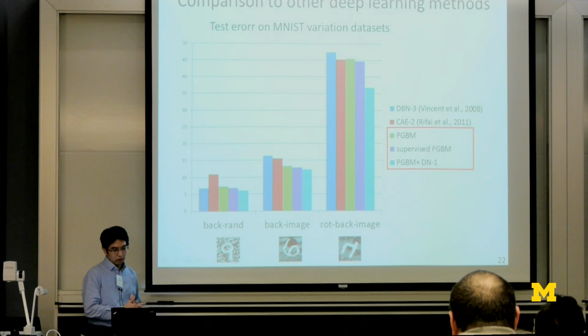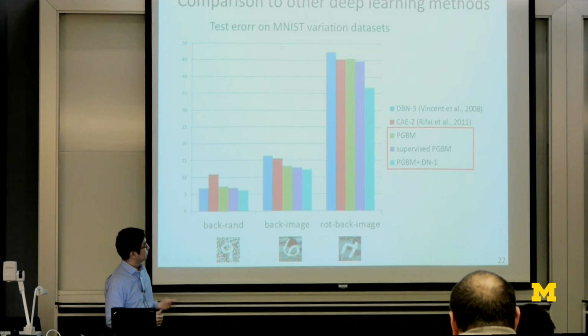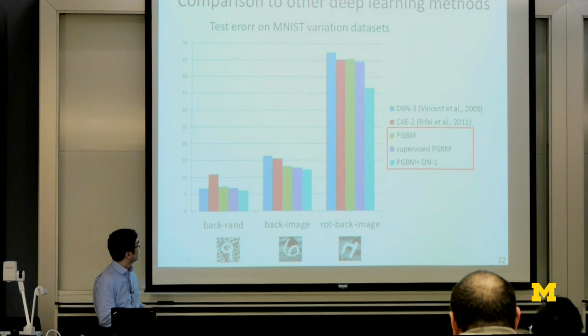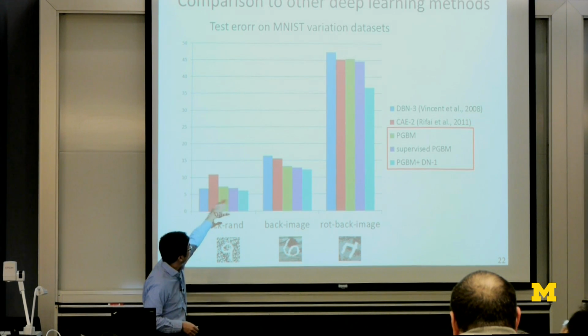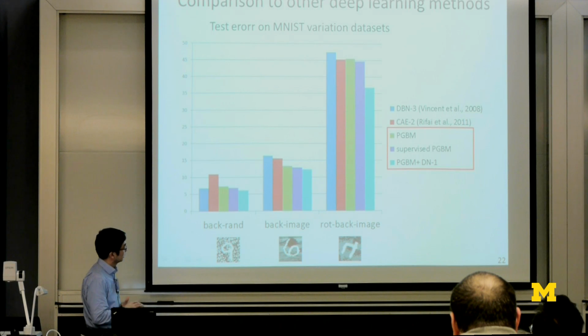And we can also compare to some other deep learning methods, such as deep belief network or contractive autoencoders. And again, we achieve significantly better improvement, better classification accuracy.